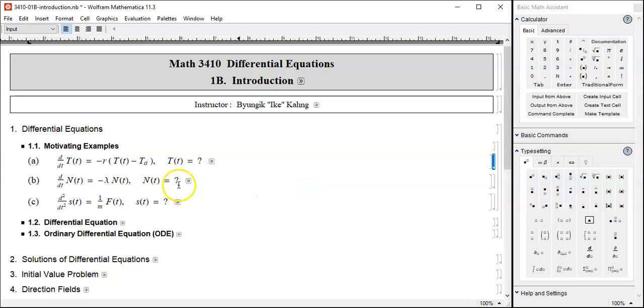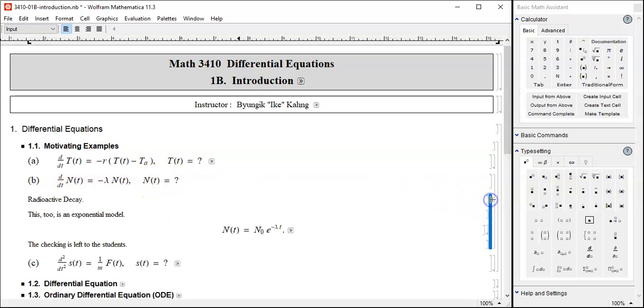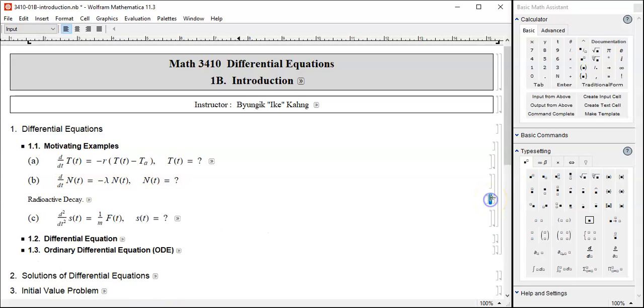Let's go to the next model. This is radioactive decay model. And you can analyze similarly how this derivative rate of change is related to remaining radioactive materials right now, things like those. And is this really a solution? Exponential model. Put it over there and check. Very similar to the previous problem, except it's a little bit easier.